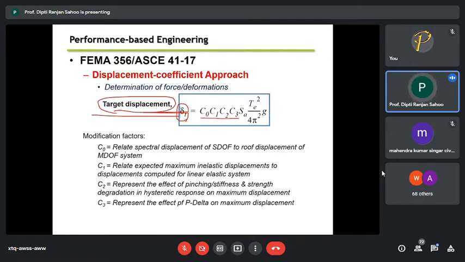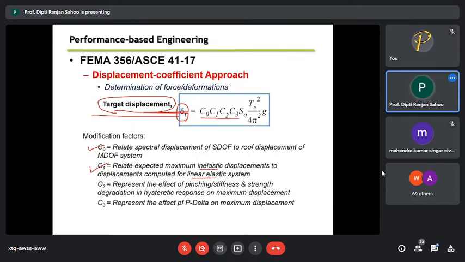What are the correction factors? That relation SD is equal to SA by omega square is for a linear single degree of freedom system, but your structure is a non-linear multi-degree of freedom system. So you have one correction for single degree of freedom system to the multi-degree of freedom system. That is a linear system. It is a non-linear system. So C1 gives the relation between the linear elastic system and what will be expected in the elastic system.